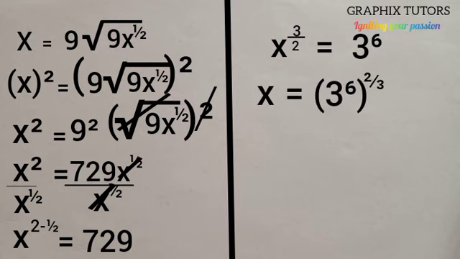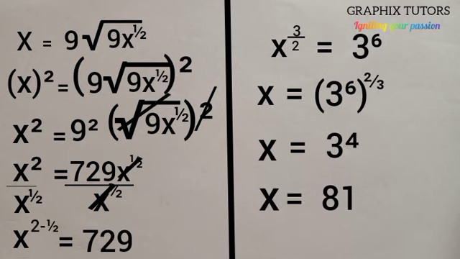So my x will now equal 3 raised to the power 6 multiplied by 2 over 3. Now, the 6 there is not just standing alone; the 6 is over 1. So it means 6 over 1 times 2 over 3. Now 3 into 6 is 2, so 2 times 2 will be 4. So we'll now have x equals 3 to the power of 4. And we know 3 to the power of 4 is 81. So x equals 81. The value of x in that given equation is 81.